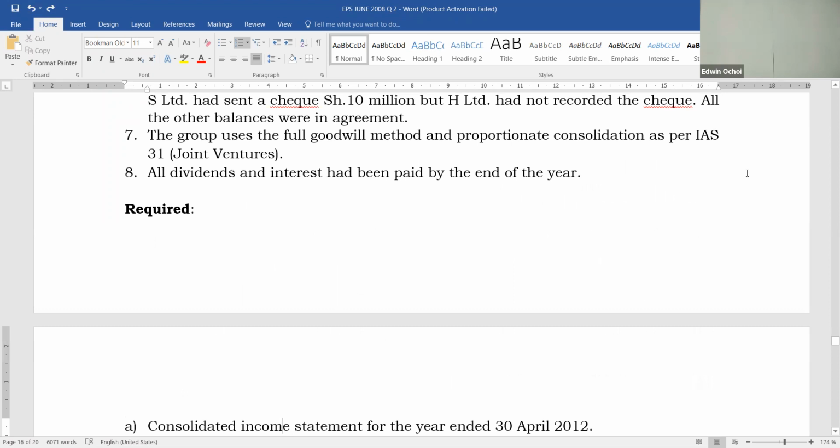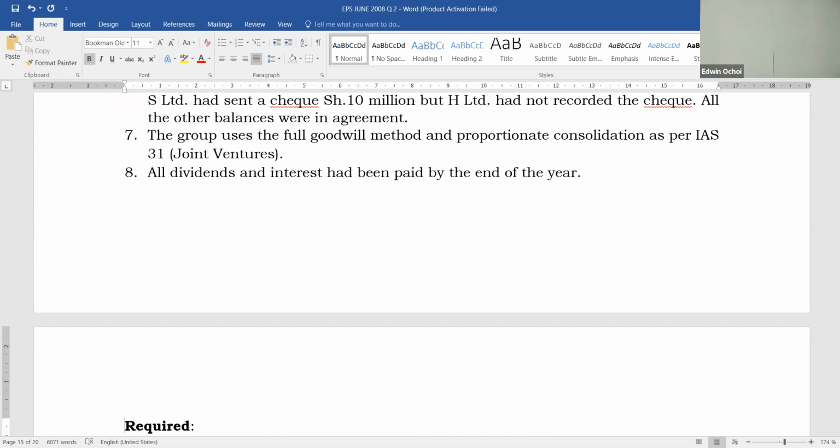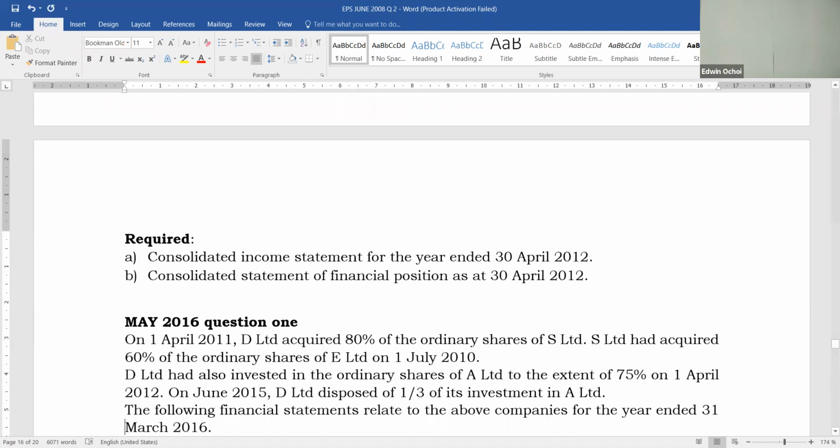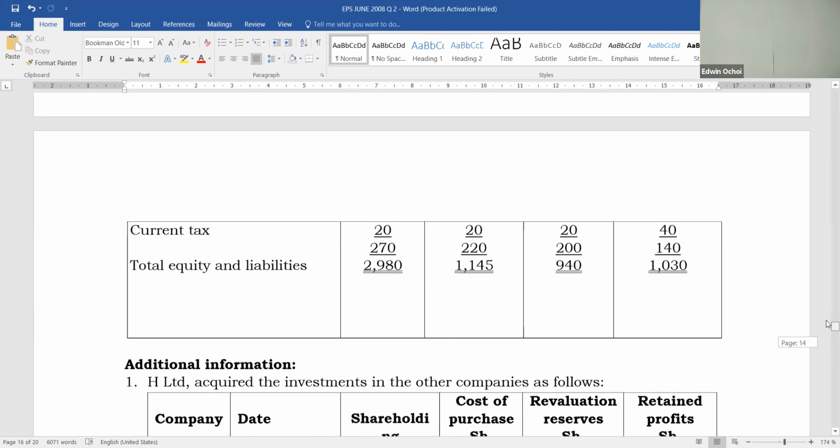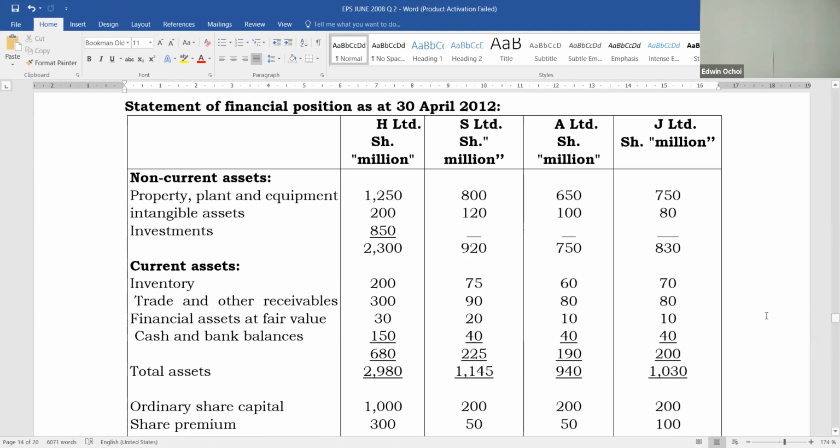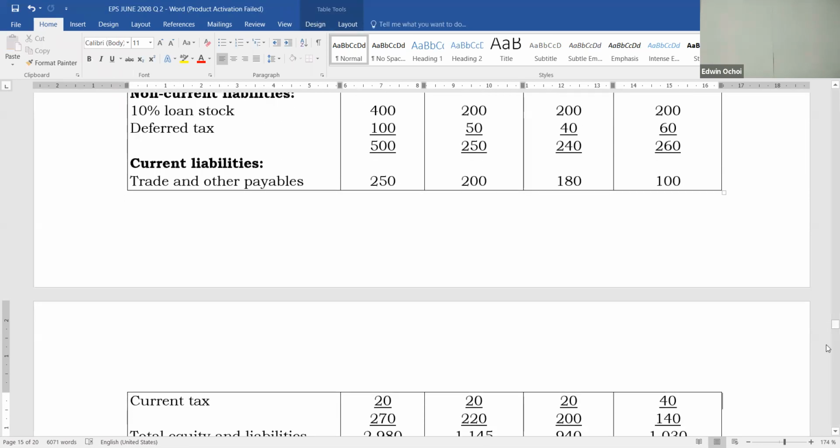So all dividends and interest had been paid by the end of the year. So we'll check on that if they were paid. So what the examiner needs is the consolidated income statement and the consolidated statement of financial position. So that question is now okay. It has been adjusted accordingly. Everything is perfect. So we can now start with the income statement as we check if we will be able to finish.